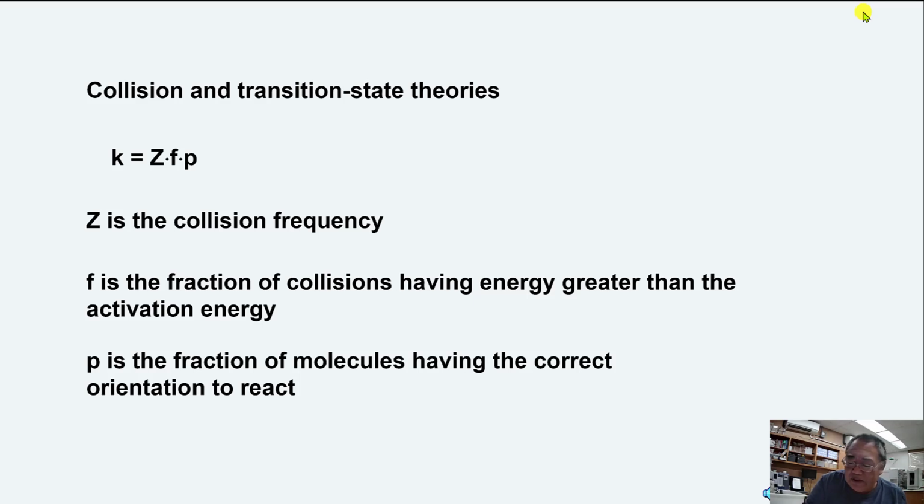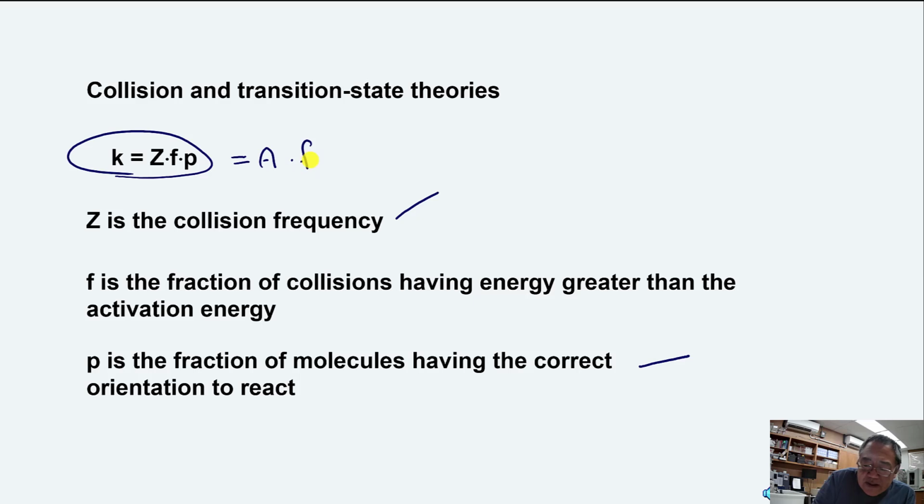Because what happens is we take the collision frequency and the orientation, and we combine those terms into what's called a pre-exponential factor, and I'll show you what that means in a second. It sounds complicated, but it's really not. So this becomes boiled down into A times F. We have to figure out what the fraction is in order to do this analysis.